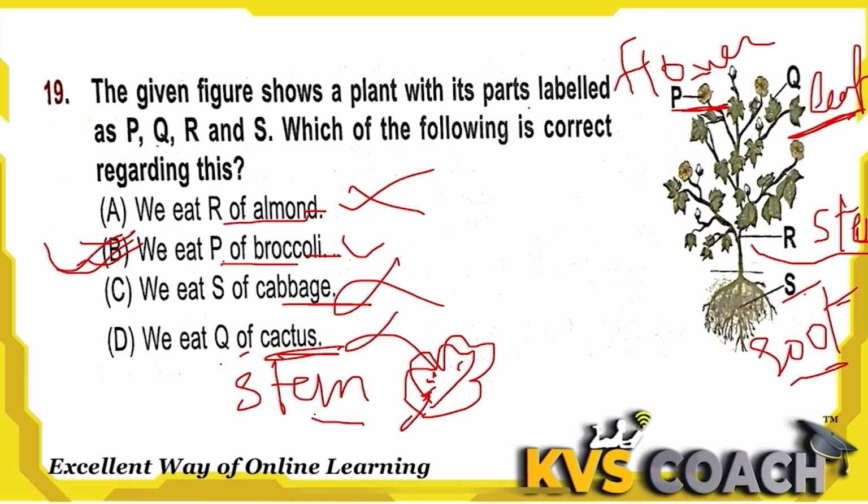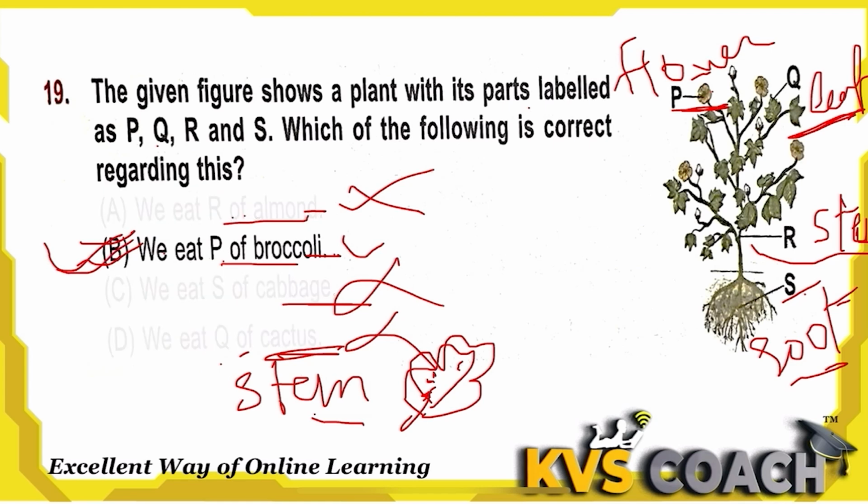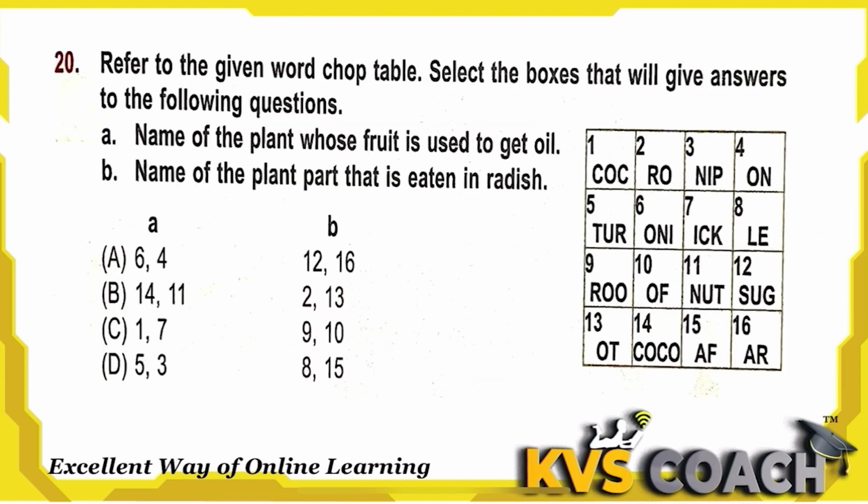We eat P of broccoli. Last question is, refer to the given word chalk table. Select the boxes that will give answer of the following questions. A. Name of the plant whose fruit is used to get oil. From which plant do we get oil? We can get sunflower oil, we can get groundnut oil, we can get mustard oil, we can get coconut oil. Let's check which one we get from this grid.